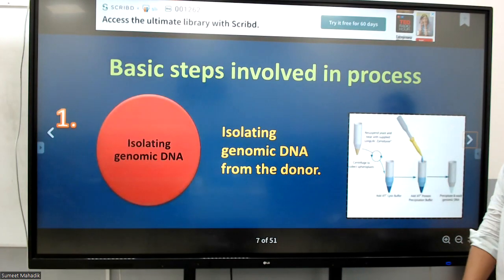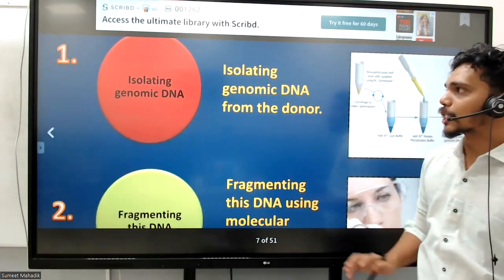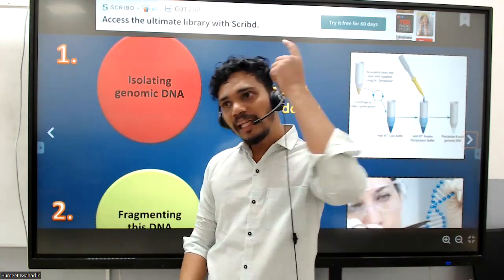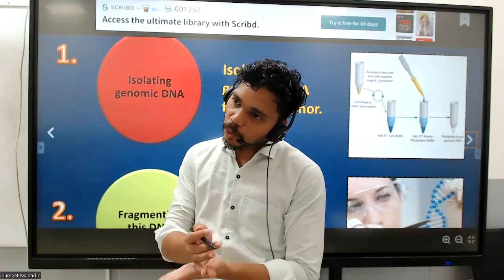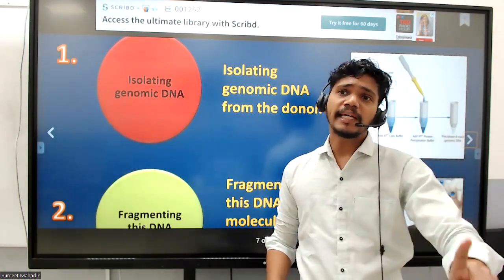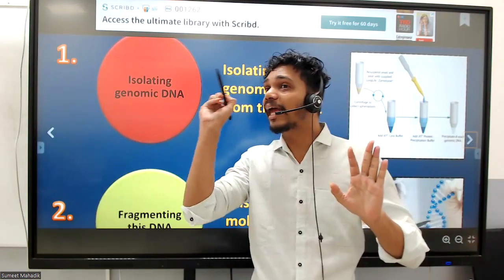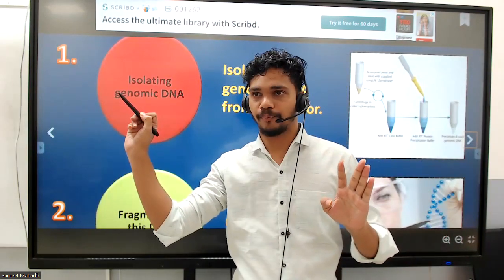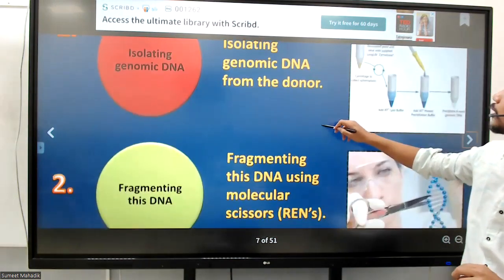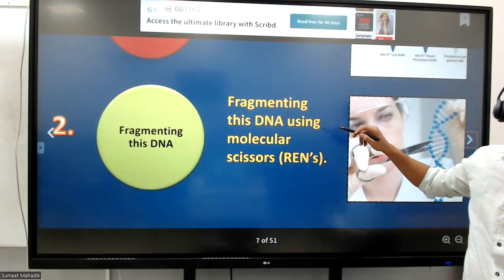The basic steps involved in the process are, first, isolating the genomic DNA. Why should isolation be there? I want only insulin, for example. So I want a nucleotide sequence that is going to produce only insulin. I can't take extra or less nucleotides. So, isolating genomic DNA from the donor, obviously from where you want.